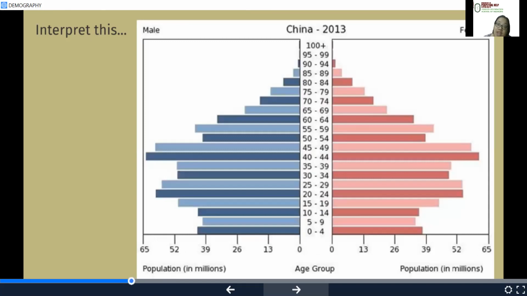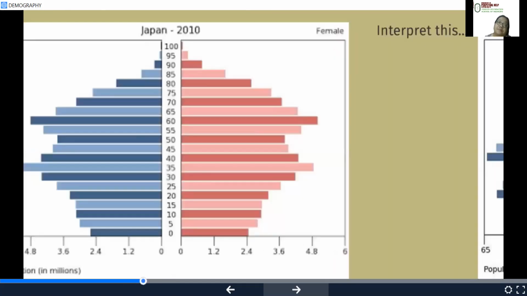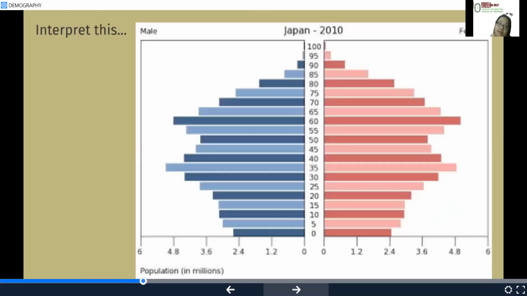So this is China 2013 with a large middle-aged population, slow old population, and low young population. This may be a result, for example, of a one China policy wherein they're just permitted to have one kid. Japan's low birth rate resulted in this pyramid, low birth rate, and an expanding middle age, which closely resembles a stage 2 or a stage 3 pyramid.